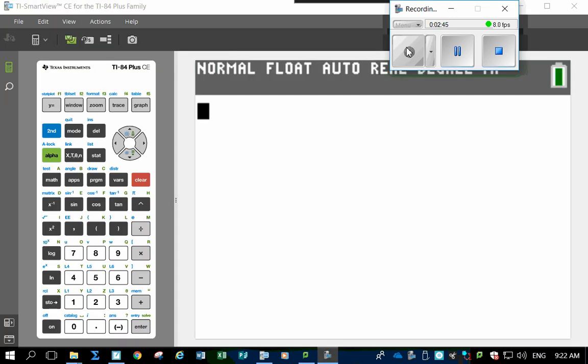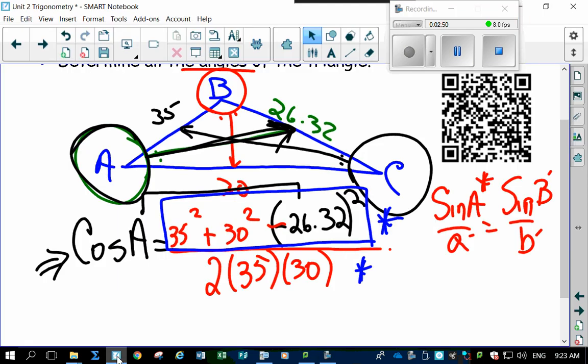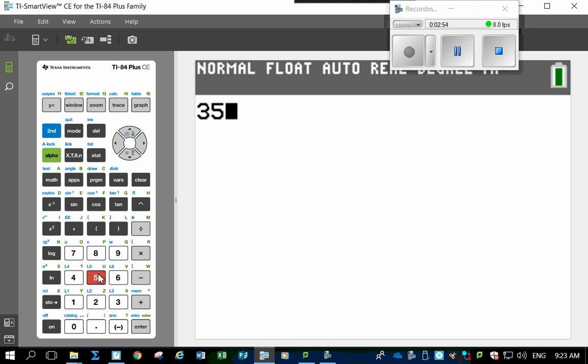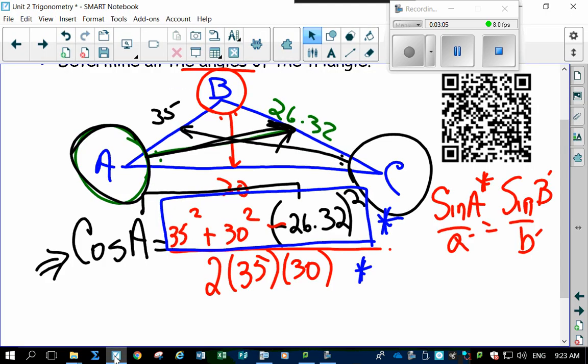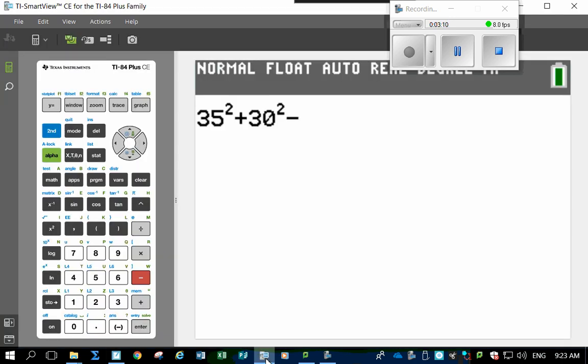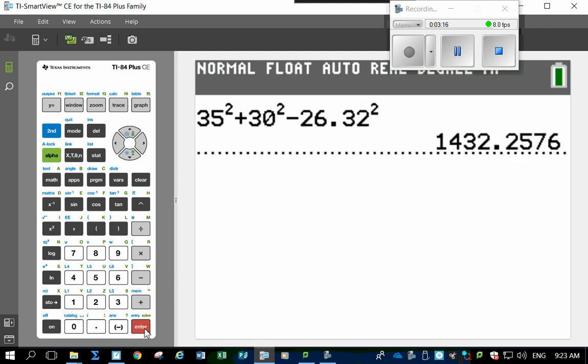I've got my calculator running here in the background, and let's take a look at the numbers again. The numbers again are 35 squared plus 30 squared. So let's put that in right now. 35 squared plus 30 squared. There's the number there. You know I'm going to subtract that A value that you picked. What was that A value? Let's bring it up. That A value was 26.32 squared. Okay, so 26.32 squared, and that's going to give me the whole top.